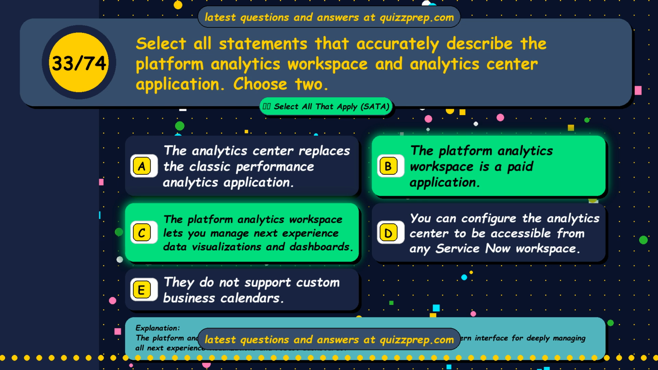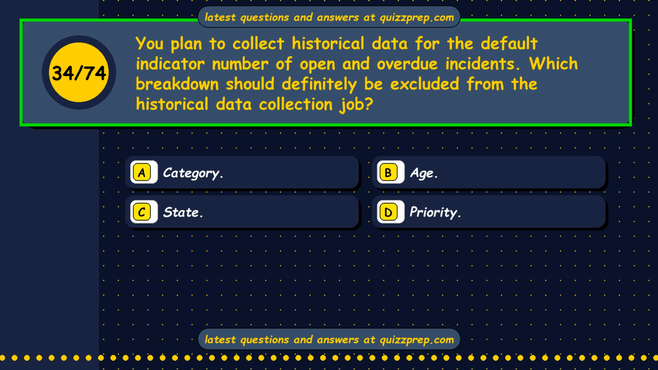Question 34. You plan to collect historical data for the default indicator number of open and overdue incidents. Which breakdown should definitely be excluded from the historical data collection job? Option A, category. Option B, age. Option C, state. Option D, priority.